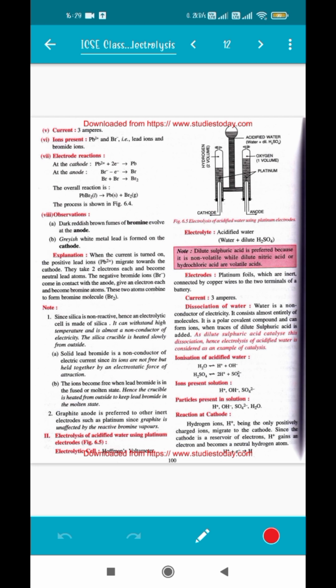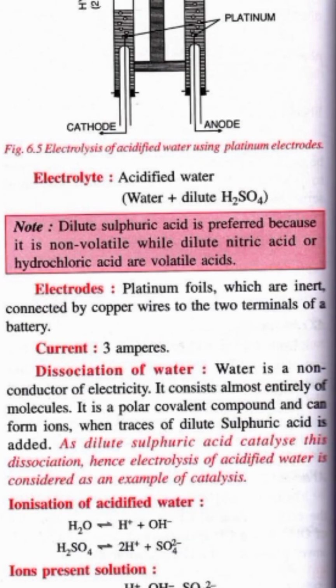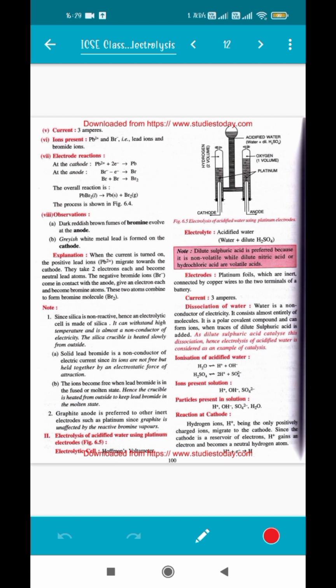So why do we only add dilute sulfuric acid? See, it is given in your book too. Dilute sulfuric acid is preferred because it is non-volatile. Non-volatile means that it does not evaporate easily. But the other acids like HCl, that is hydrochloric acid, and HNO3, that is nitric acid, are quite volatile. They can evaporate easily. Therefore, we use sulfuric acid because it is non-volatile in nature.